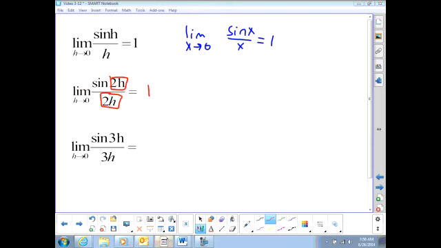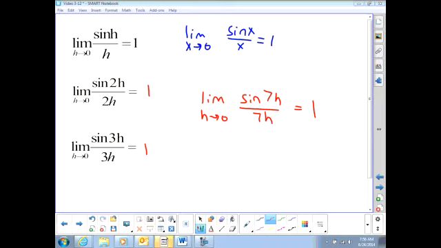Likewise, in the bottom one, if we have sine 3h over 3h, that will equal 1. So if we had the limit as h approaches 0 of sine of 7h, that will equal 1, provided we have 7h in the denominator as well. And we'll come back to that a little bit later in the video to work with some limits like this.